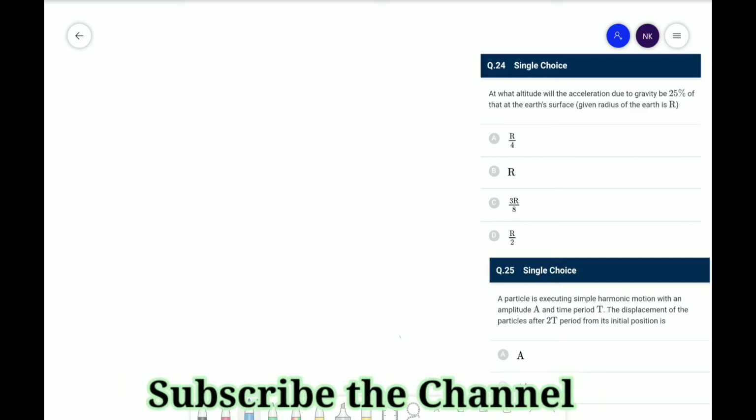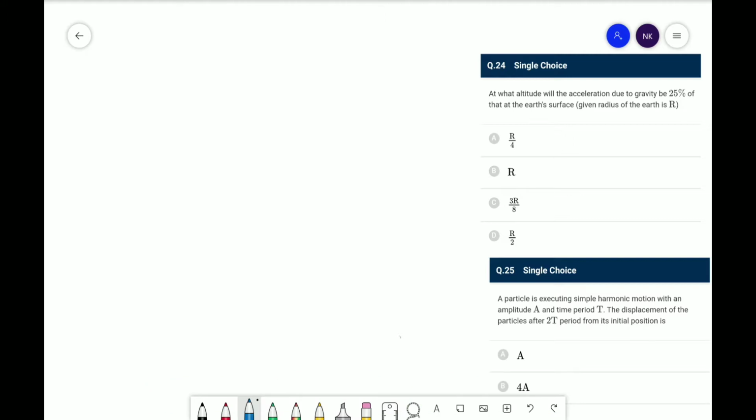Question: at what altitude will the acceleration due to gravity be 25% of that at the Earth's surface? Okay, so here it is asking at what altitude, meaning at what height, it will be 25% acceleration. Then we know that the relation between small g and capital G is gR² = GM. At the earth's surface, suppose h is equal to 0, hence g0 is equal to GM upon R².